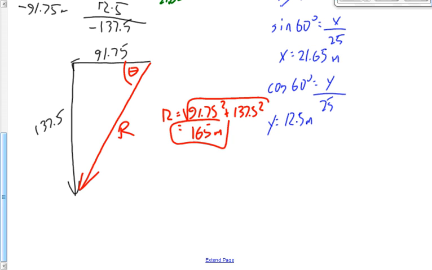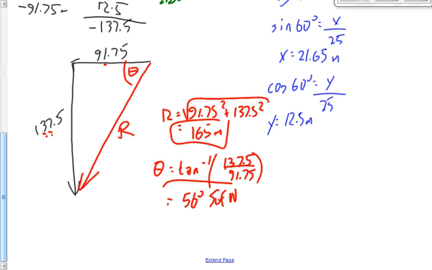What about the angle? Always drawn at the start of the diagram. The angle, remember, is the inverse tan, the second function on your calculator, second function tan of opposite over adjacent, of 137.5 divided by 91.75. If there's a negative in there, drop it now. Okay, 56 degrees. And we know that we went west, then we went south. We went south after west, or south of west. Okay, hands up if you got 165 at 56 degrees south of west.